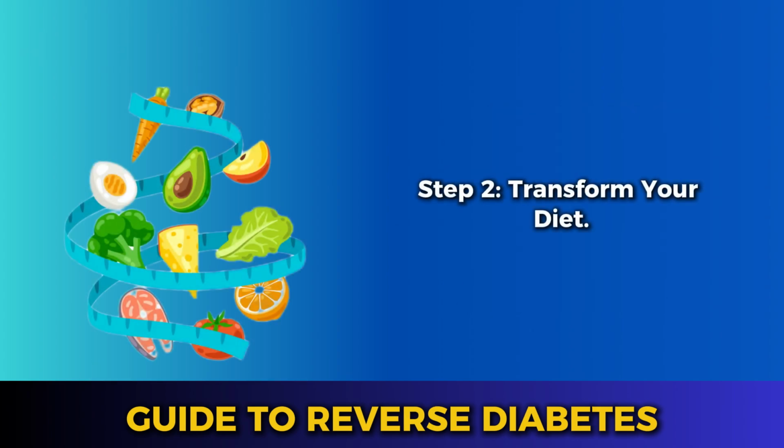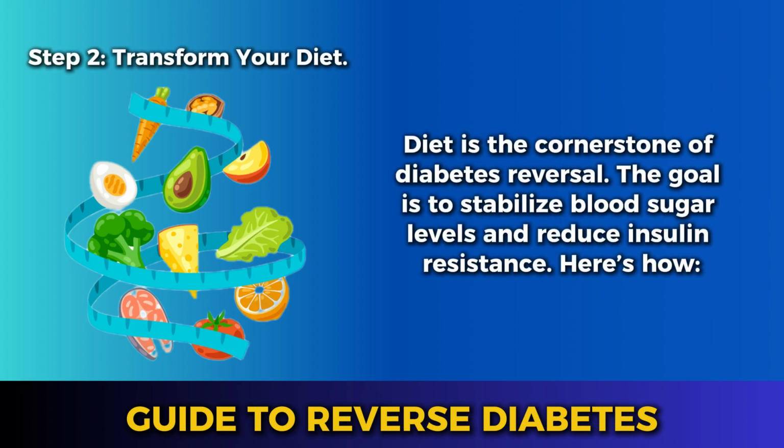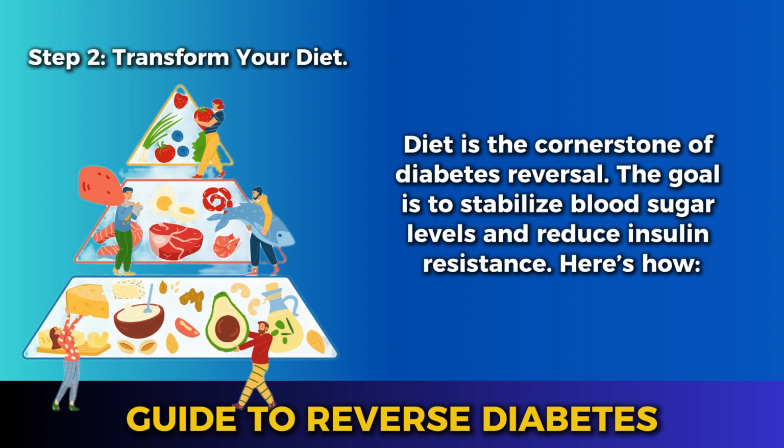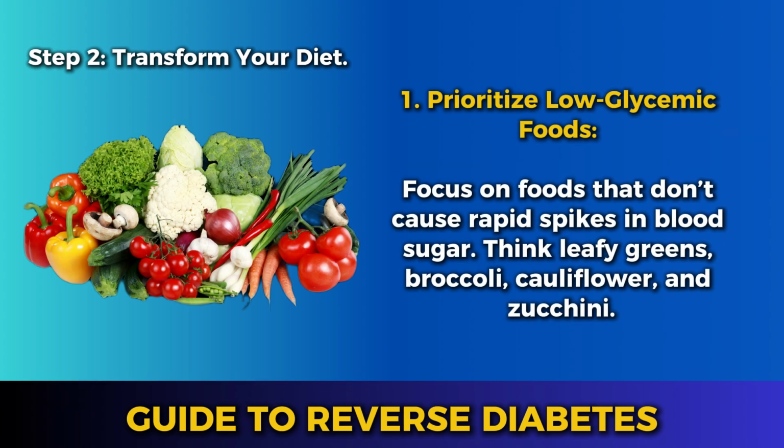Step 2. Transform your diet. Diet is the cornerstone of diabetes reversal. The goal is to stabilize blood sugar levels and reduce insulin resistance. Here's how. 1. Prioritize low glycemic foods. Focus on foods that don't cause rapid spikes in blood sugar. Think leafy greens, broccoli, cauliflower, and zucchini.